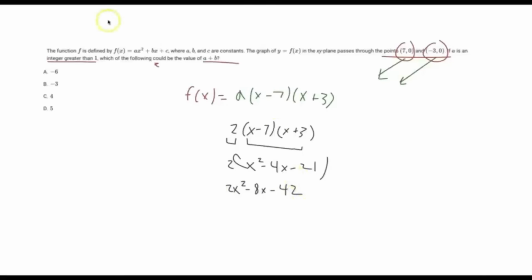Right, there we go. So it says, which of the following could be a value of a plus b? Well, which ones are our a value, which is right here, and our b value, right here. So our a value is positive 2, and our b value is negative 8. And if we add those together, positive 2 plus negative 8 is just 2 minus 8. That's going to give us the answer choice of A.